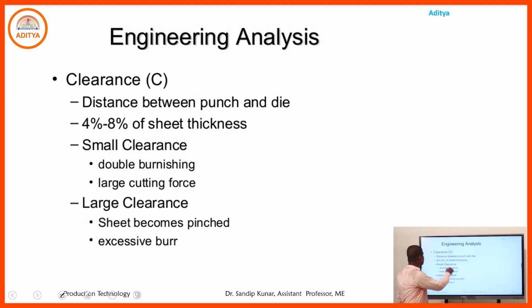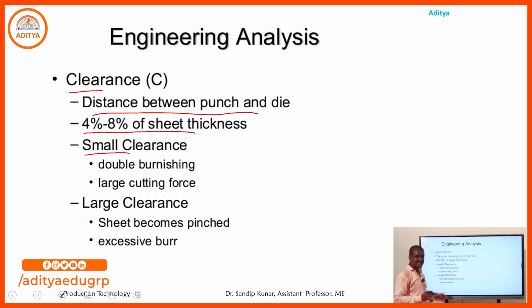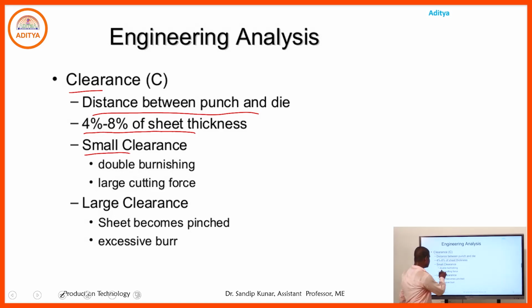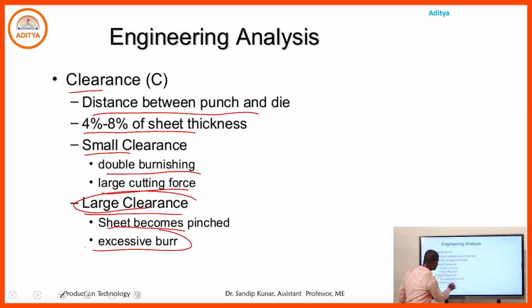Engineering analysis. Now clearance, the distance between punch and die. Around 4 to 8% of the sheet thickness is acceptable, and by providing a small clearance, burr formation also reduces. But with less clearance, double burnishing occurs and a large cutting force has to be applied. With large clearance, the sheet becomes pinched and excessive burr will be formed. So smaller clearance will be suitable during cutting.